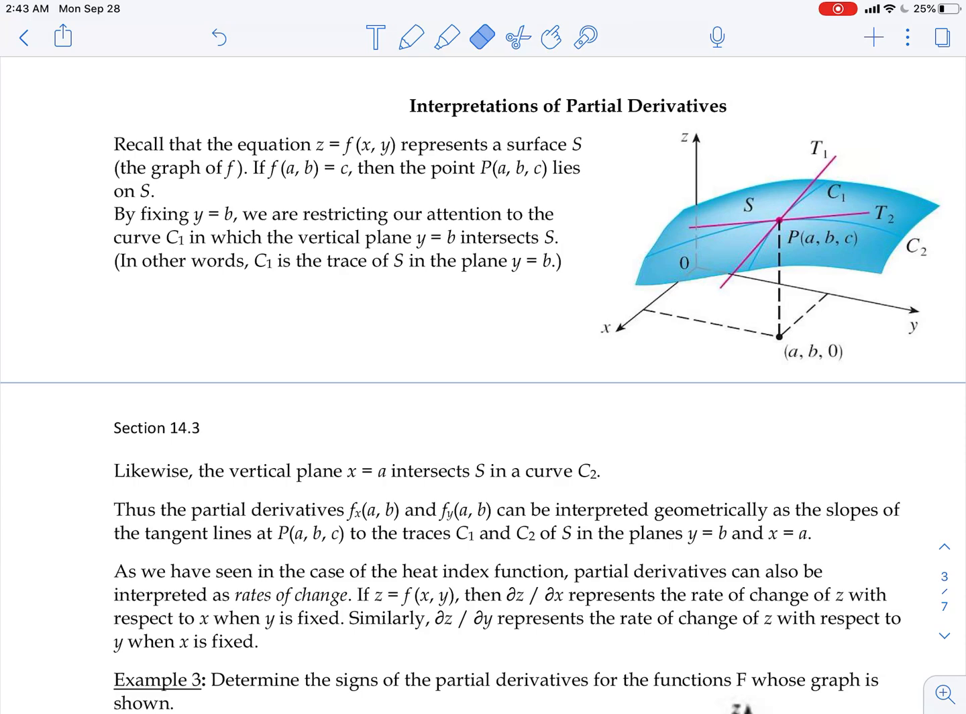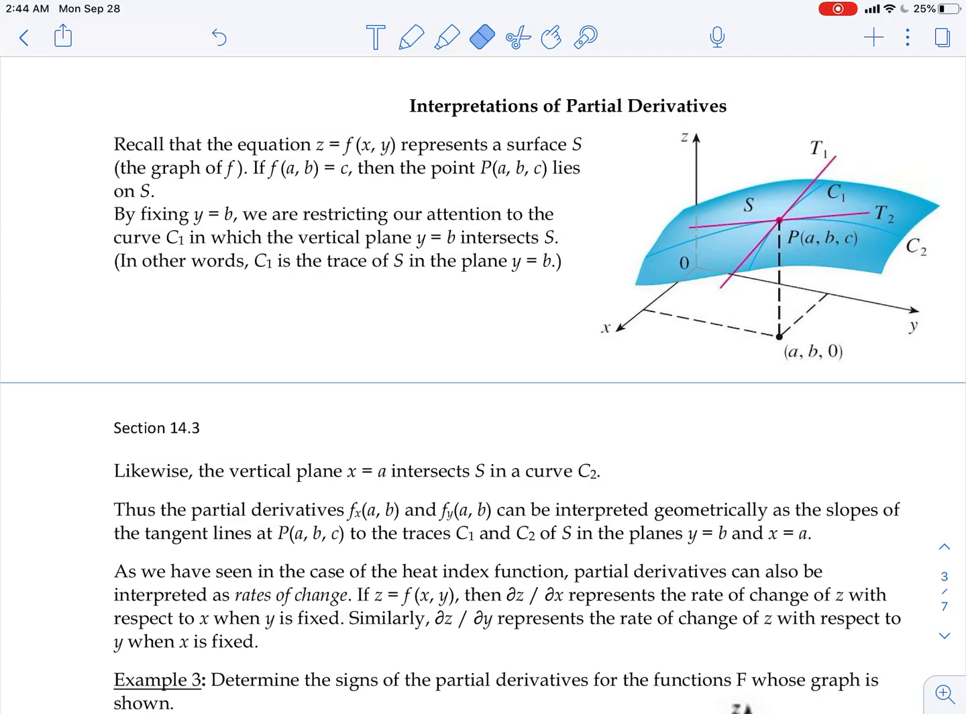Our interpretations of partial derivatives. So recall that the equation z is equal to f of x, y represents a surface S, the graph of f. If f(a, b) is equal to c, then there's going to be a point on our surface at (a, b, c). By fixing y equal to b, we are restricting our attention to the curve C1, in which the vertical plane y equals b intersects S.